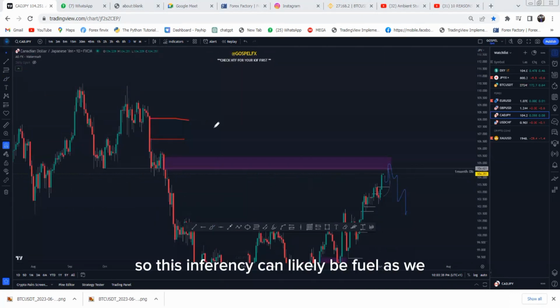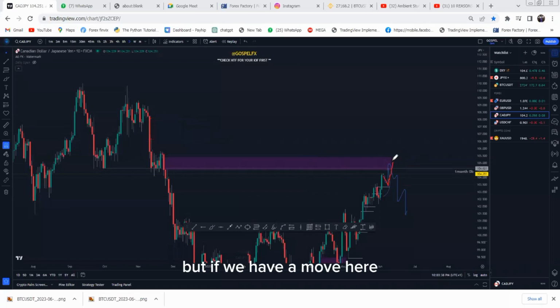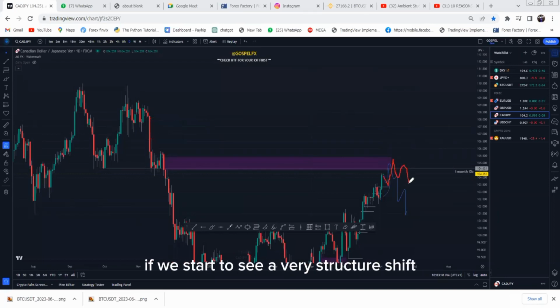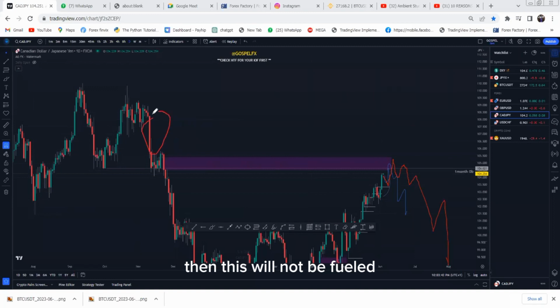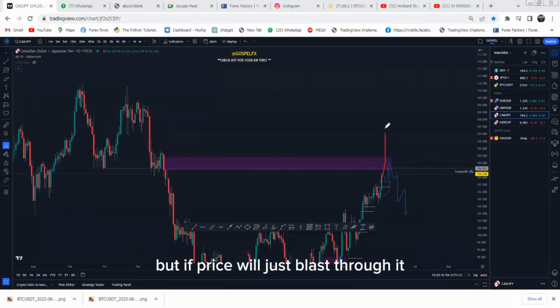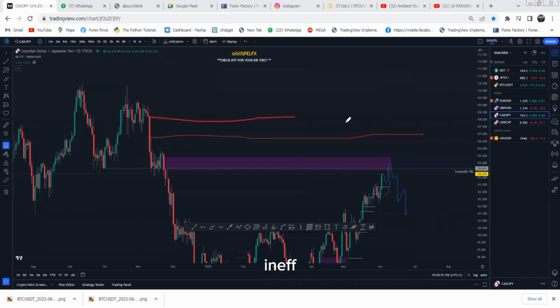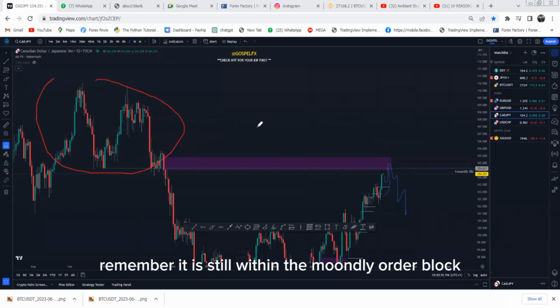So this inefficiency can likely be filled as well. But if we have a move here, if we start to see a bearish structure shift, then this will not be filled. But if price just blasts through it, clearing this high, then we're definitely coming into this inefficiency here. Remember, it's still within the monthly order block.